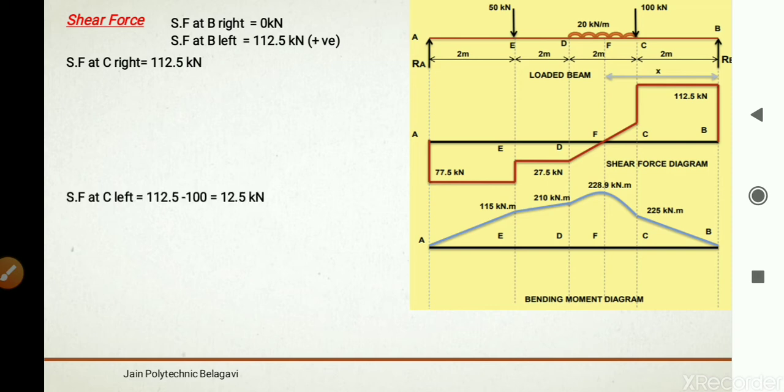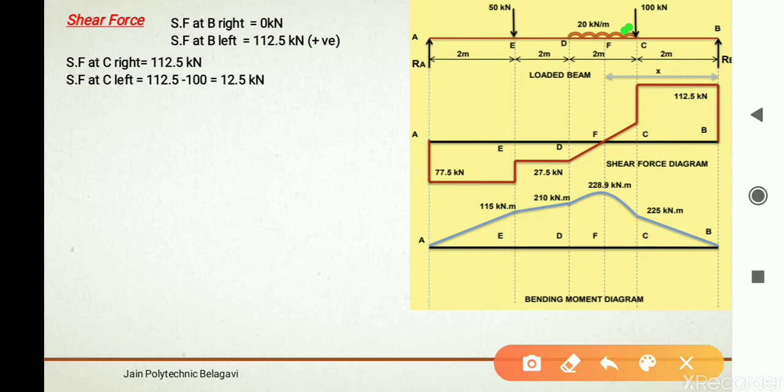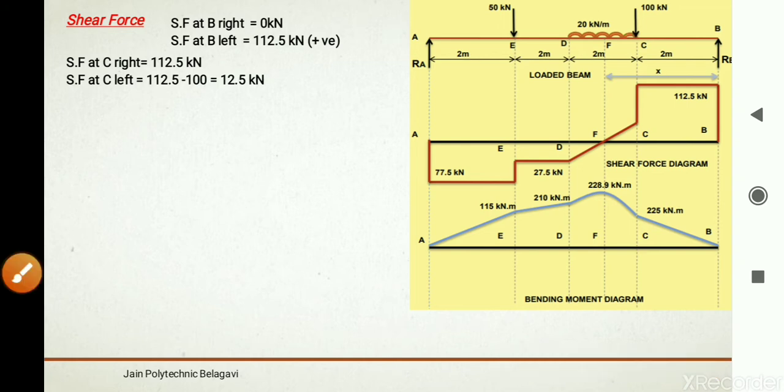Now shear force at C left, when you stand just left of point C here, there are two forces acting now. One is reaction B in upward direction and another 100 kilonewton, that is downward force acting. So 112.5 minus 100 is equal to 12.5 kilonewton.